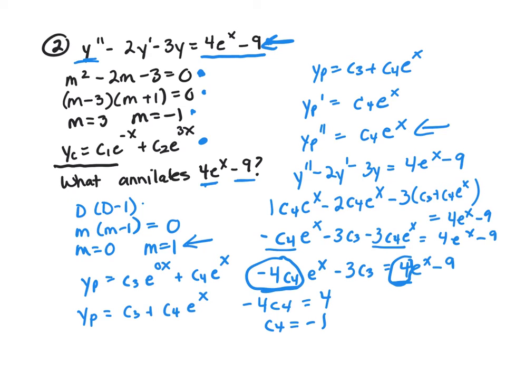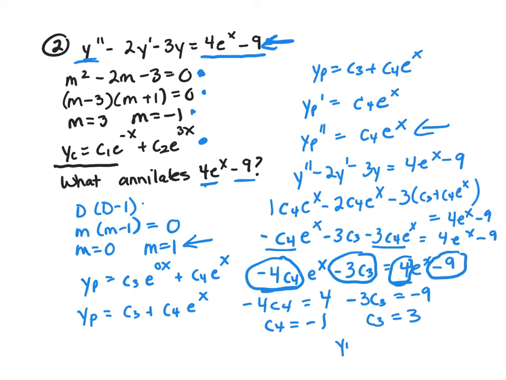Now, I know that this is a constant and this is a constant. So negative 3 c sub 3 has got to equal negative 9. Let me write that again. You can't read that. Those constants, I'm setting those equal to each other. I know that negative 3 c sub 3 has got to equal negative 9. That means c sub 3 has got to equal positive 3.